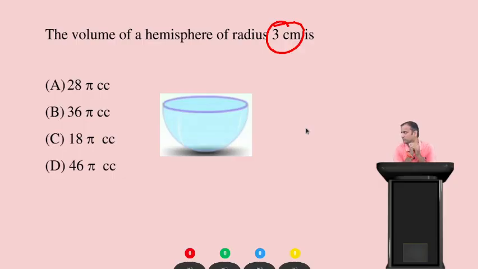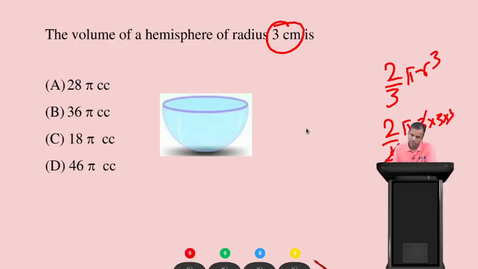Okay, class. Which formula will we use? We will use, very good, 2 upon 3 pi r cube. Now we have 2 upon 3 pi, and what is r? 3 into 3 into 3. Cancel out one 3, and then you have 3 threes are 9, 9 twos are 18. So the correct answer is, yes, C.